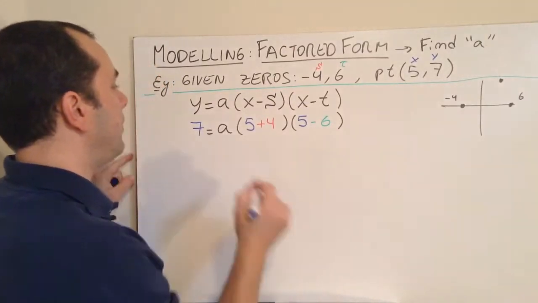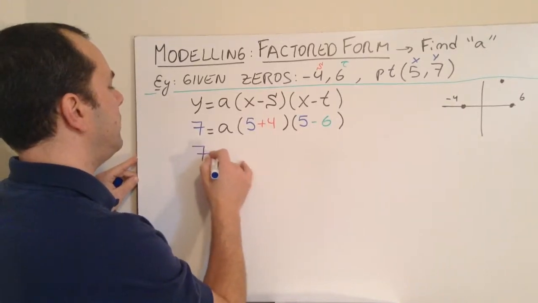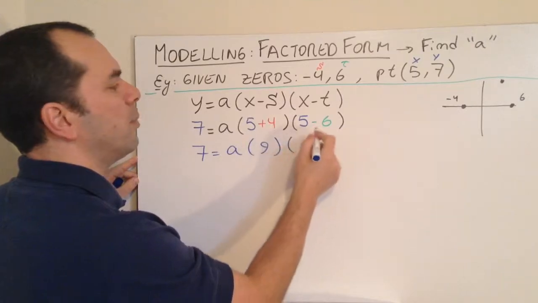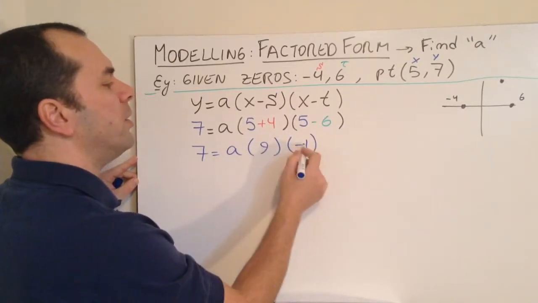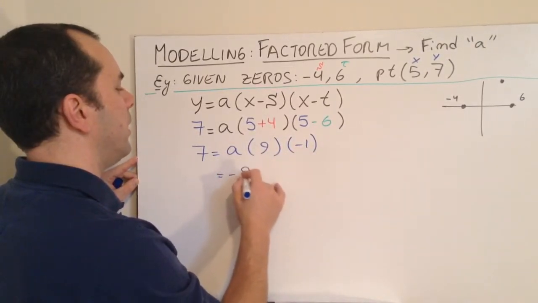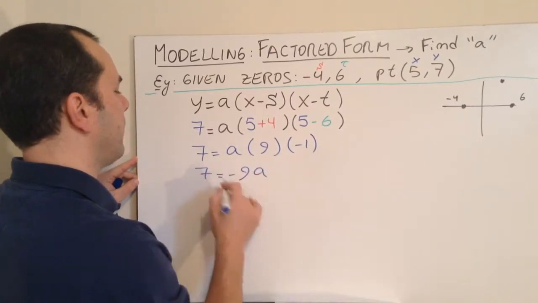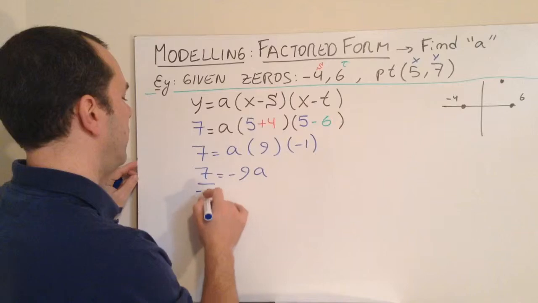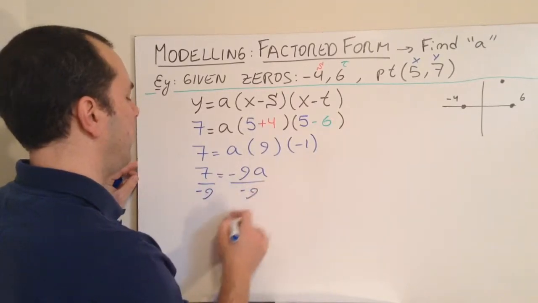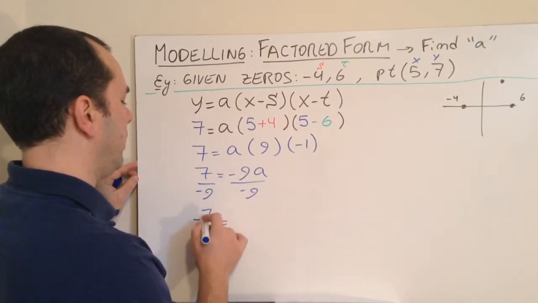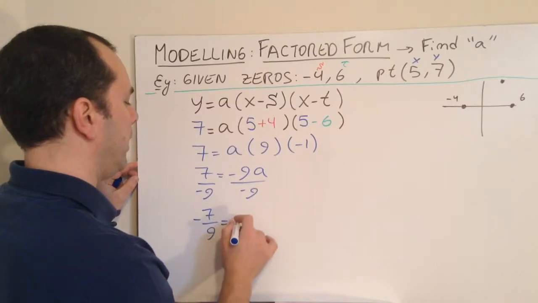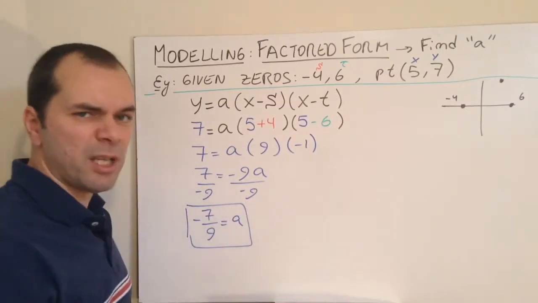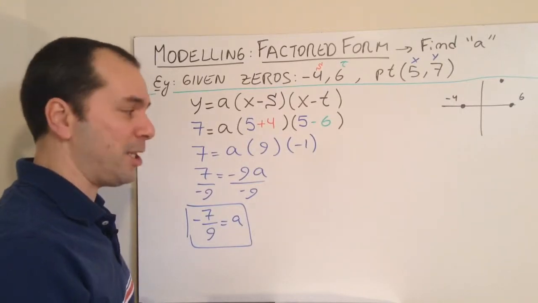So this one's not too bad. The 7 stays here. This bracket is 9. This bracket is minus 1. Minus 1 times 9 gives me minus 9a. And therefore now we need to divide both sides by minus 9. Divided by minus 9, divided by minus 9. And then we can see that the a is actually negative 7 over 9, which is not necessarily a very nice a value, but it is what it is.